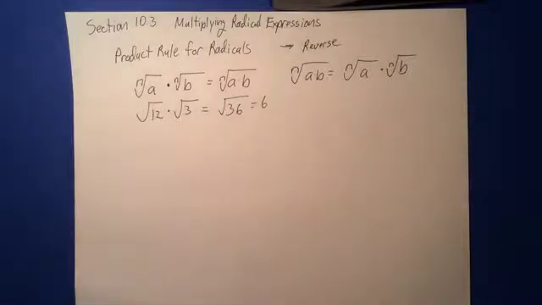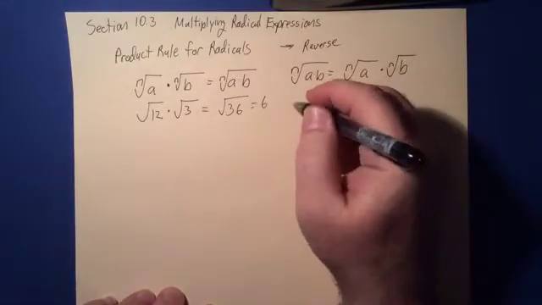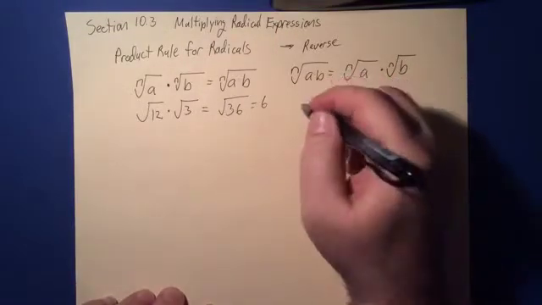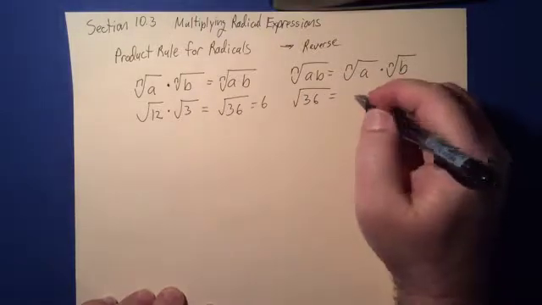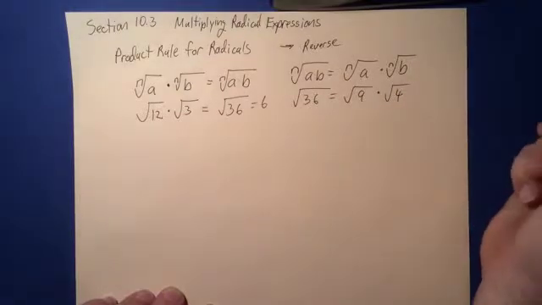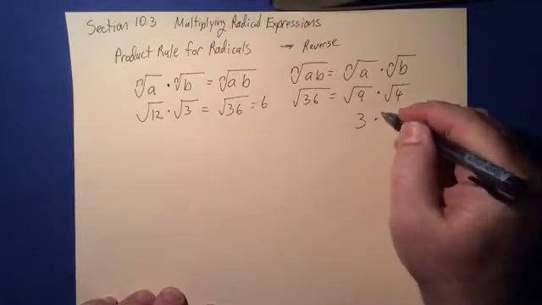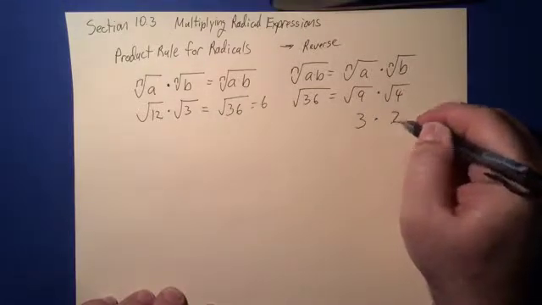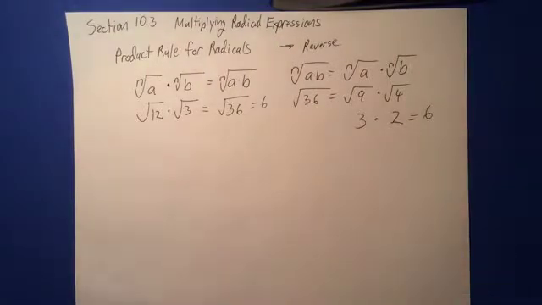Something else that we could do is start with, let's just start with the square root of 36. This is just an example. One way I could do this is write this as the square root of 9 times the square root of 4. And you probably know that the square root of 9 is equal to 3, the square root of 4 is equal to 2, and 3 times 2 is equal to 6. So I still get the same thing in this process. It just depends how you work with all of the numbers.